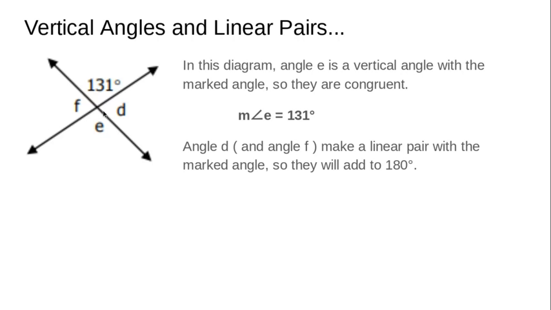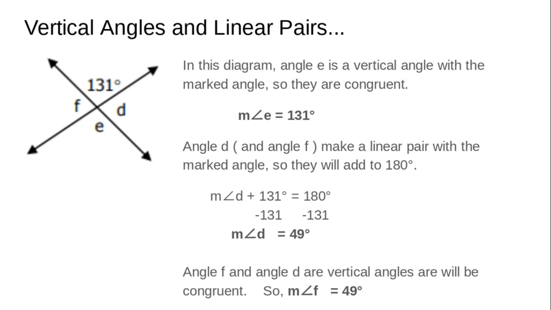Then I see angle D, or angle F if you want to see it that way, and 131 together make a linear pair. They make this line right here, 131 and D. Or if you're looking at F over here, 131 and F make 180 degrees. So the measure of angle D or the measure of angle F, whichever one you're putting in there, plus 131 has to equal 180. We subtract that 131 and the measure of angle D is 49 degrees. And then angle F is the same because D and F are vertical angles and they have to have exactly the same measure.